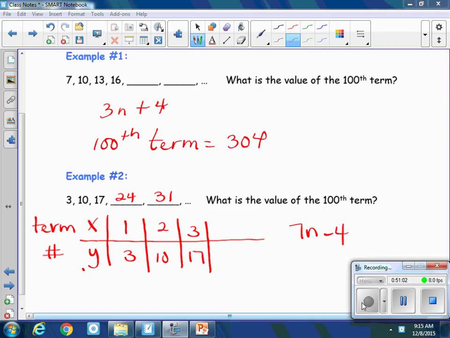So let's do the 100th term. The 100th term would be 7 times 100, which is 700, take away 4, so 696. So that was 7 times 100 minus 4. Are we good? When it's arithmetic, it's really easy to find the rule. You just go to stat, because we're looking for an equation that has a slope and a y-intercept. Now when it's geometric, it's a little harder. So let's go to that one.